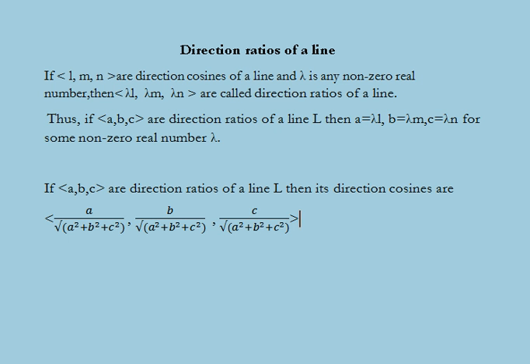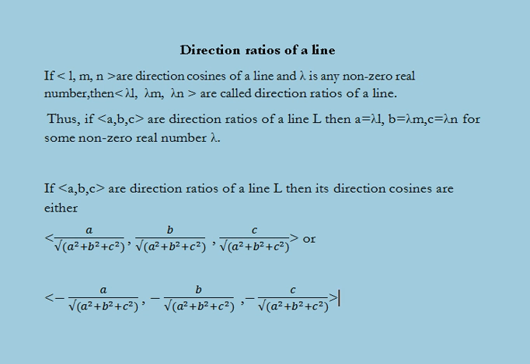Now if a, b, c are direction ratios of a line, then its direction cosines are either a divided by root of a square plus b square plus c square, b divided by root of a square plus b square plus c square, c divided by root of a square plus b square plus c square, or minus a divided by root of a square plus b square plus c square, minus b divided by root of a square plus b square plus c square, minus c divided by root of a square plus b square plus c square.